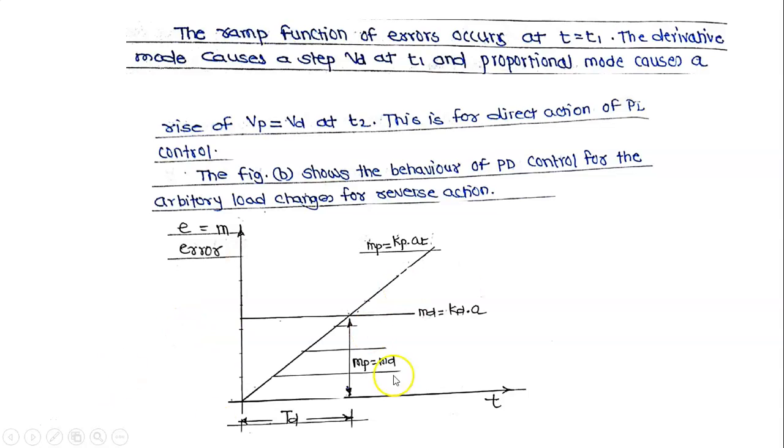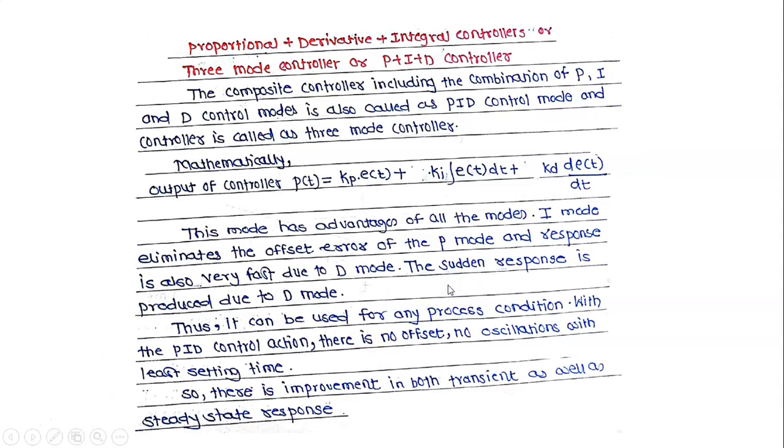Next controller, that is the last controller, proportional plus integral plus derivative controller, or 3-mode controller, or P+I+D controller. The composite controller including the combination of P, I and D, that is proportional, integral and derivative control modes, is also called the P+I+D control mode, and the controller is called a 3-mode controller. Mathematically, the output of the controller p(t) is equal to the addition of the outputs of the 3 controllers.